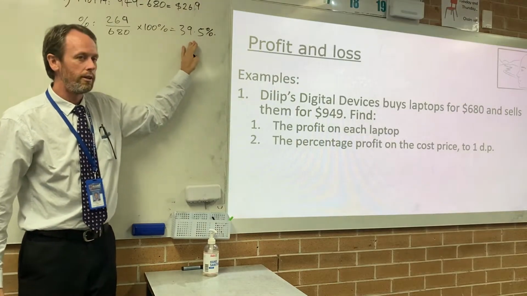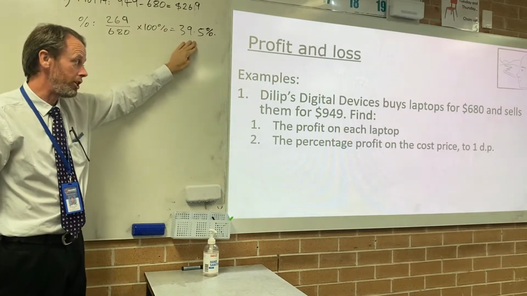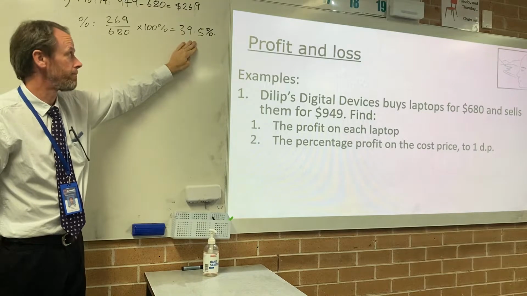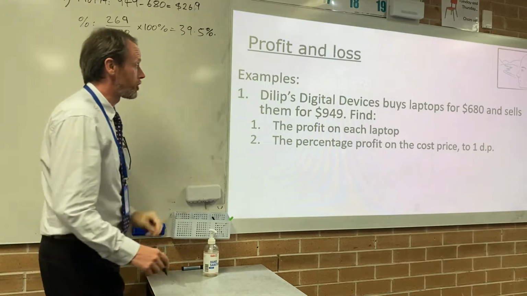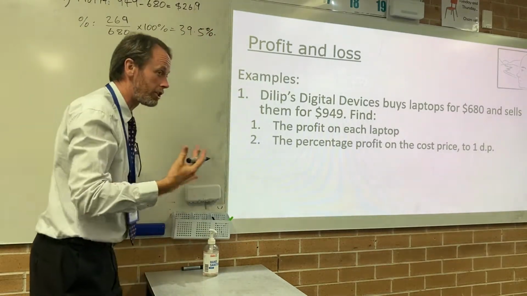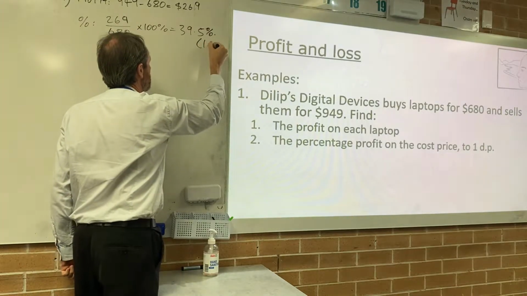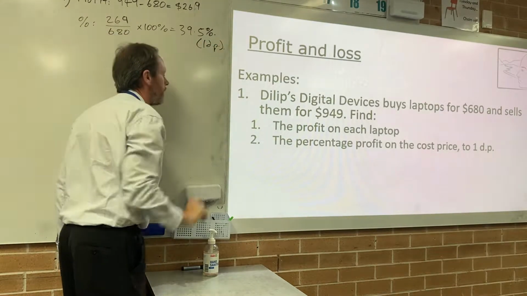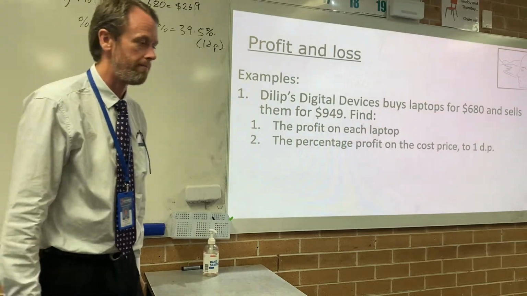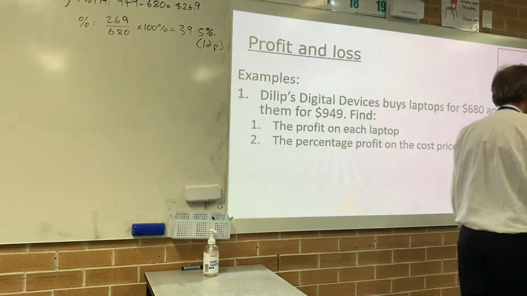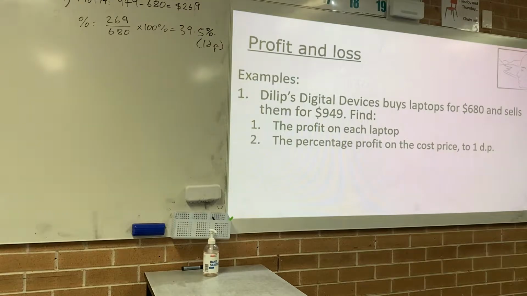So, our percentage profit is 39.5%. That is to 1 decimal place. It actually came out that way, but I always like to be clear to 1 decimal place. All right? That's all we have to do for this question. Let's move on to the next one.